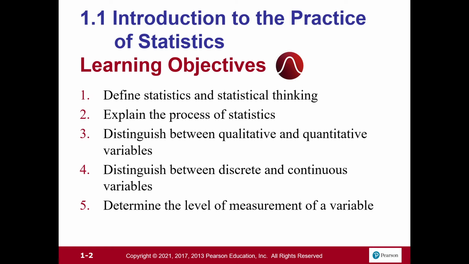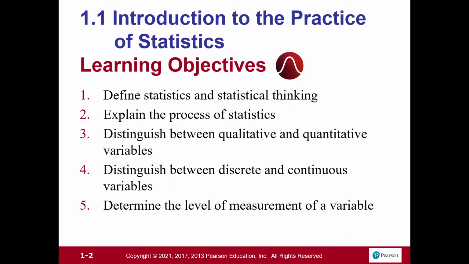All right, so first we're going to define what statistics and statistical thinking really is. The process is going to be explained, and then consider the difference between qualitative and quantitative variables. So data can come in all forms. There's qualitative data like eye color, race, gender. Those are qualitative variables, and quantitative variables are more like numeric values like age, weight, things of that sort, things that can be quantified.